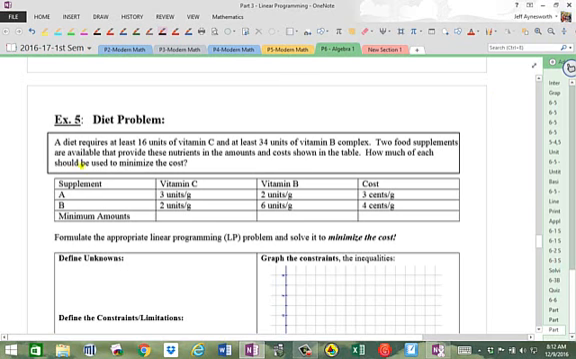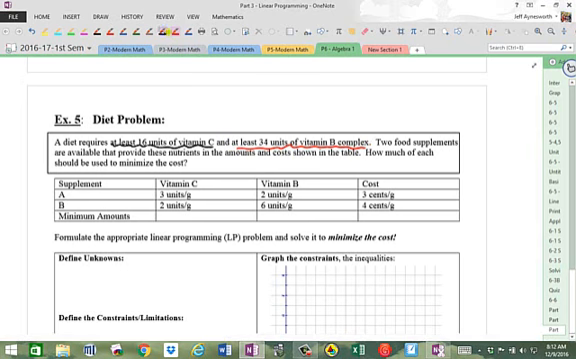A diet requires at least 16 units of vitamin C. So that's one constraint. And the other one, at least 34 units of vitamin B complex, to be healthy. You have to interpret these: the words "at least" are really important. You have to interpret that as greater than or equal to 16, and at least 34 as greater than or equal to 34. These are constraints on the problem. You need this to be healthy.